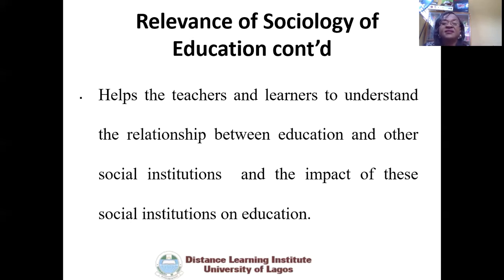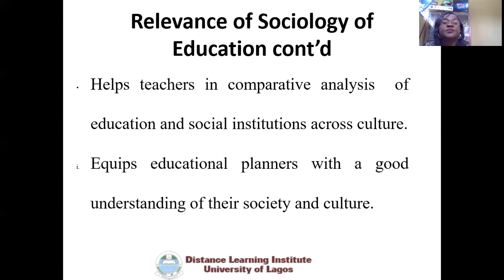It helps the teachers and learners to understand the relationship between education and other social institutions and the impacts of these social institutions on education. We have different social institutions: the economy, politics, family, religion, etc. These institutions have direct impacts on education. So sociology of education tries to look at the impacts of these institutions on education in order to help the teacher to deliver effectively. It helps teachers in comparative analysis of education and social institutions across cultures.